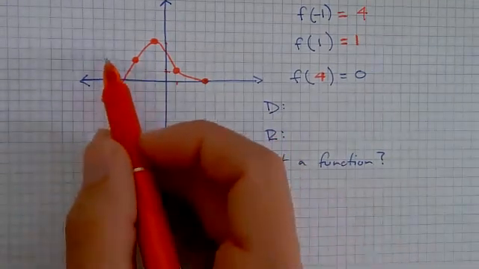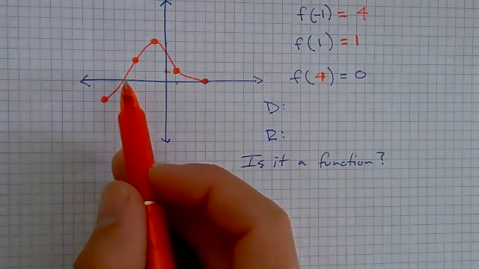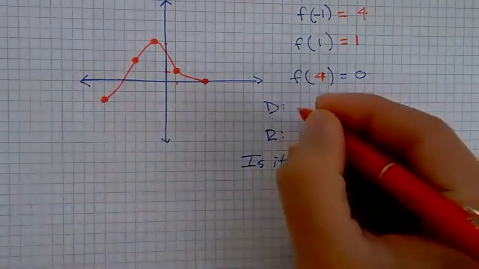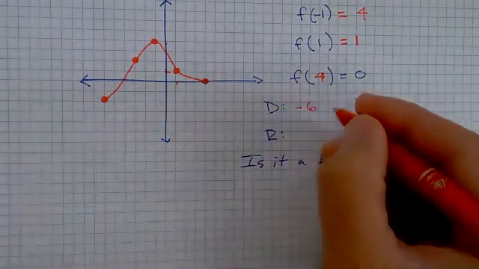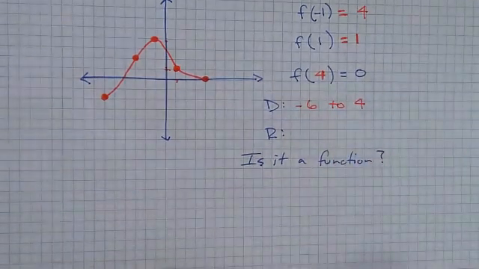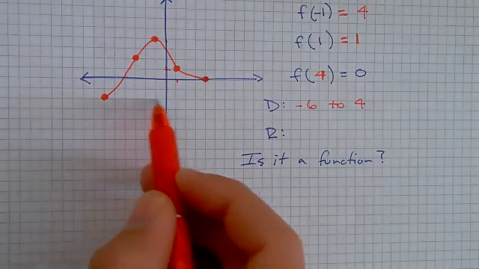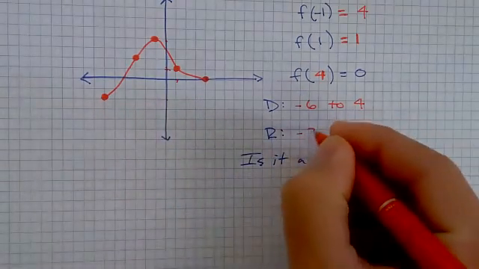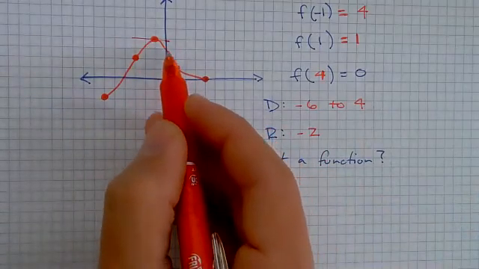Domain, furthest value to the left. We go over 1, 2, 3, 4, 5, 6. So it goes from -6 to 1, 2, 3, 4. Okay, again, range, your lowest value first, which is here at -2. Your highest value is here at 1, 2, 3, 4.